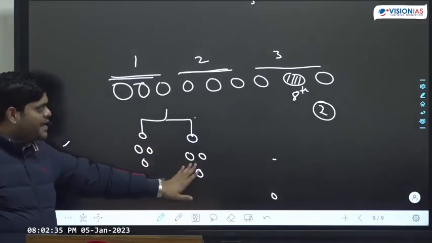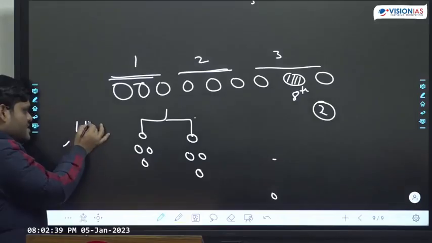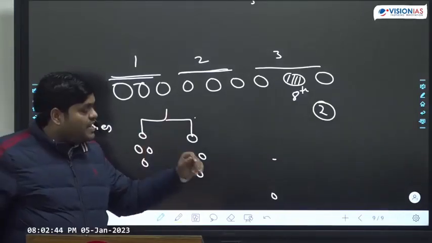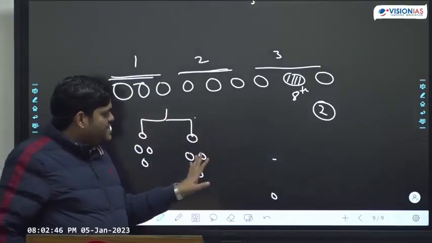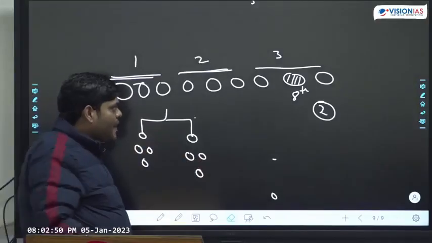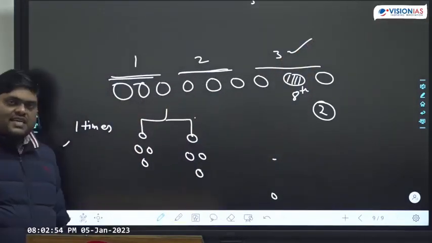And if both are equal, then we will get to know, using the weighing machine 1 time, that in these 6 balls the heavier ball is not there. That means the heavier ball is there in the third lot.